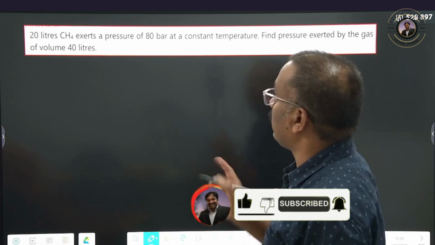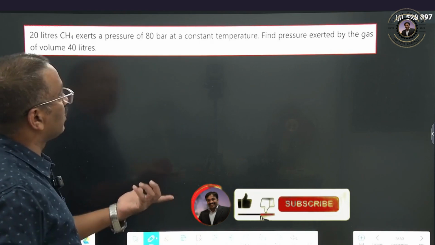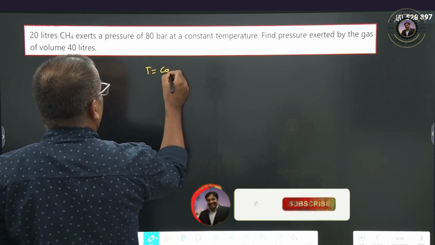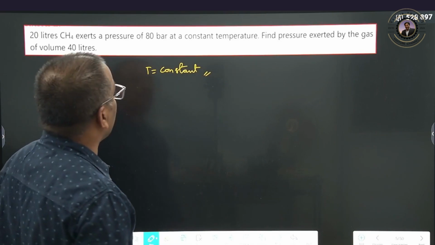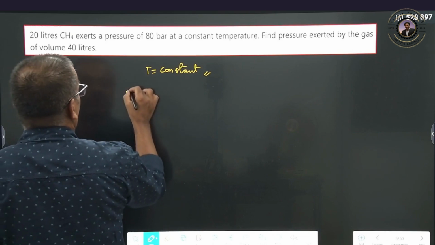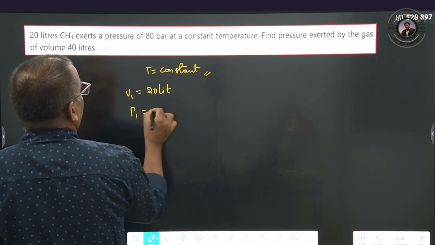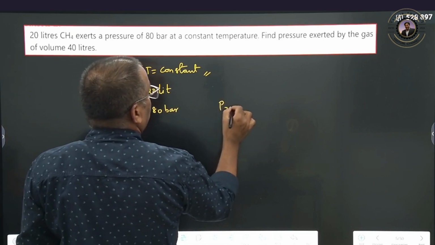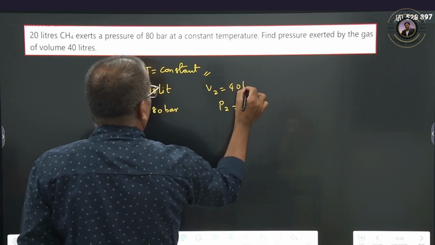Now, 20 liters of CH4 exerts a pressure of 80 bar at a constant temperature. Temperature is constant in this one, and temperature constant means immediately you should think of Boyle's law. You can take it as an isothermal process also. What is given? The volume V1 is 20 liters, and the pressure P1 is 80 bar. Clear? You need to calculate the pressure if the volume occupied, V2, is 40 liters.